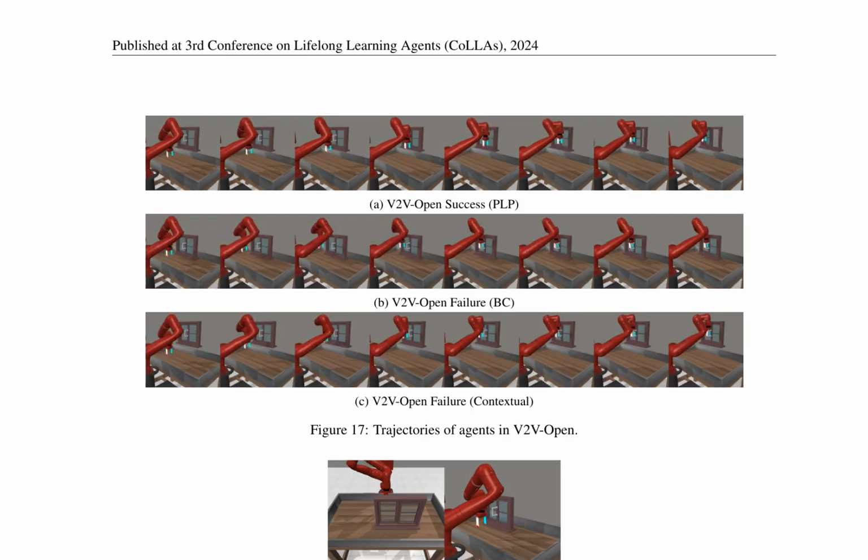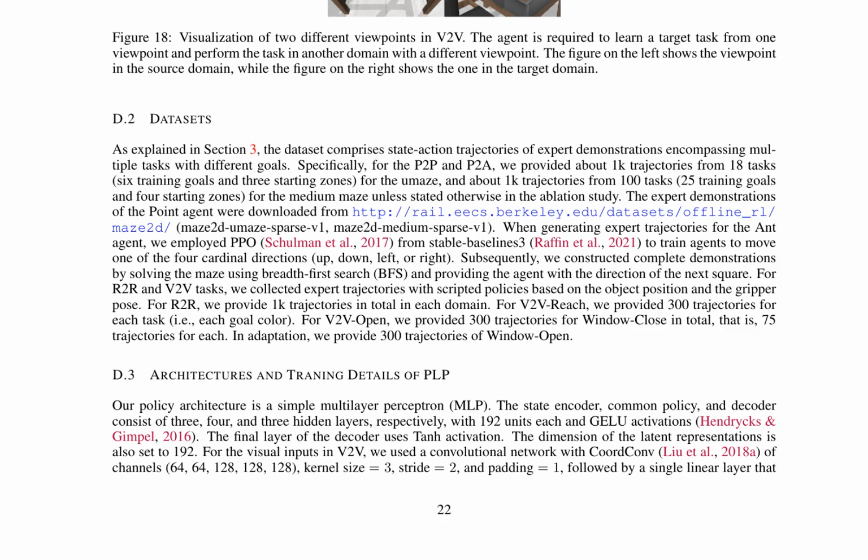The research employs datasets and architectures designed to enhance contextual understanding in V2V open success and failure trajectories. For the point agent, state action trajectories of expert demonstrations were sourced from an external database. In contrast, the ant agent's expert trajectories were generated using the Proximal Policy Optimization (PPO) algorithm. The policy learning from play (PLP) architecture is composed of a multi-layered perceptron for the policy, state encoder, and decoder. The dimension of the latent representations is set to 192.